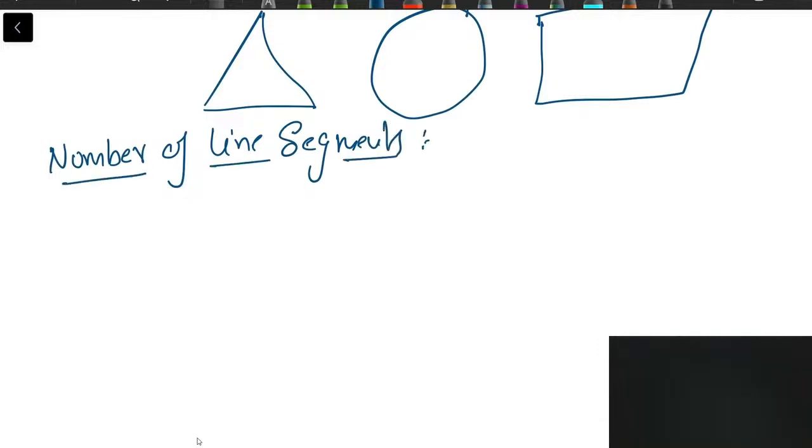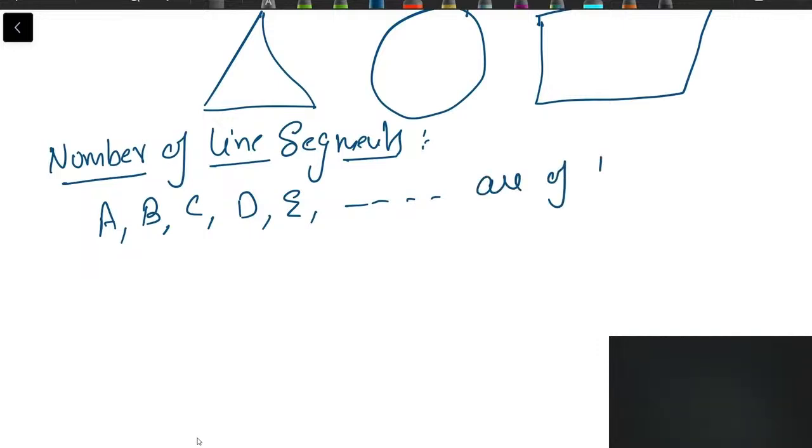What we are going to discuss is the number of line segments. Number of line segments means if I have a point A, a point B, a point C, point D, point E, and so on till we have infinite points on the line segment. Let's consider PQ to be a line segment.